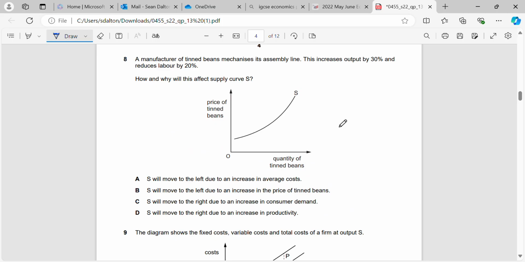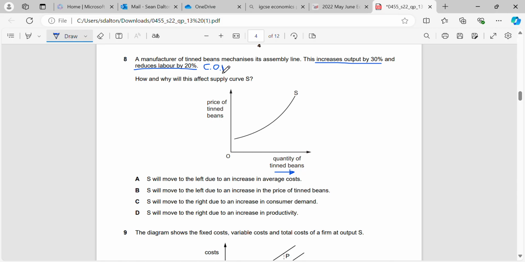Okay, a manufacturer of tinned beans mechanizes its assembly line. This increases output by 30% and reduces labor by 20%. How and why will this affect supply curve S? Okay, so think about it. Output has gone up, right? So that means we know that we have to move this direction in terms of the quantity of tinned beans, right? And labor has been reduced by 20%. So what's that? That's a cost of production saving, right?